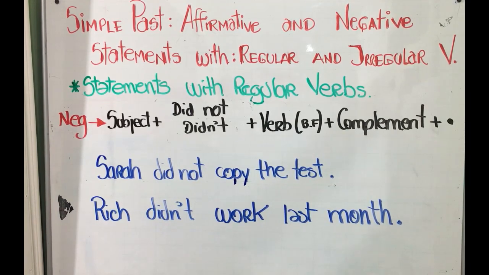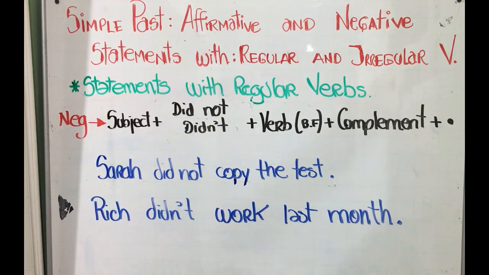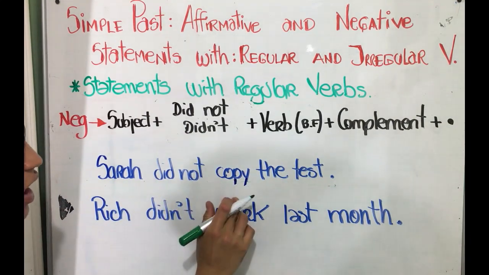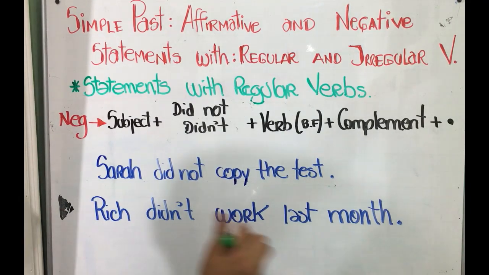To make a negative statement, we need almost the same structure, but here we add an auxiliary, that is did not or didn't, and the verb goes in the base form. For example, we have: Tara did not copy the test, and Rich didn't work last month.